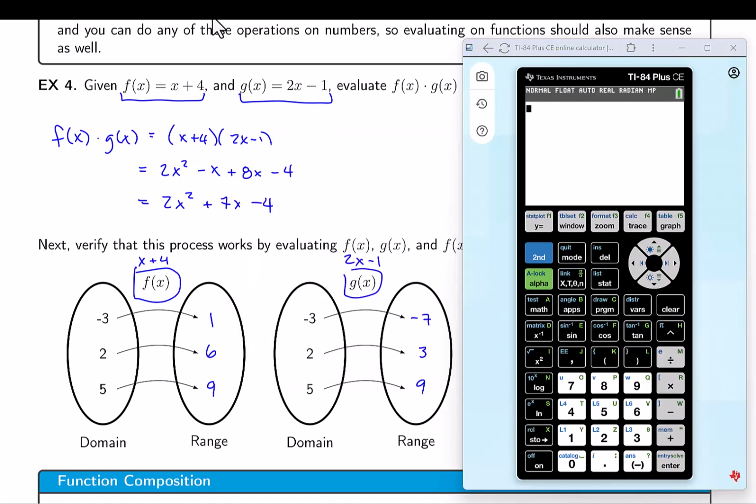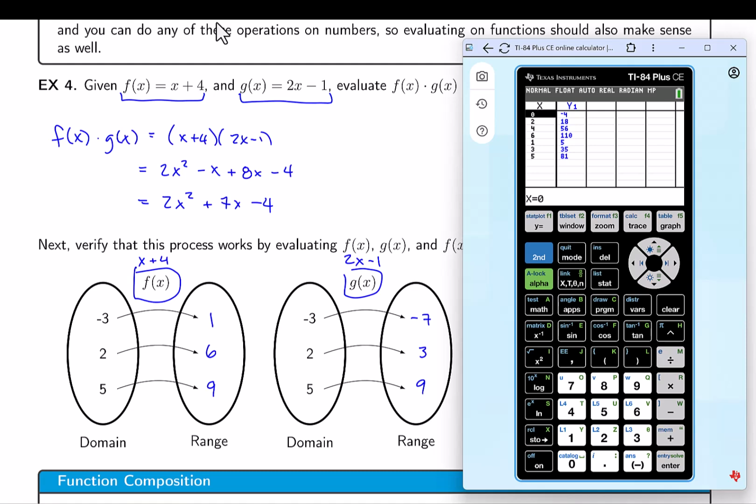Because I have to evaluate a function at a few different places, I'm going to use a little bit of an advanced feature of the calculator called a table. It just allows me to evaluate a function at multiple places. Set up my table, that looks good. And I can just type in where I want to evaluate that function that I put into y1.